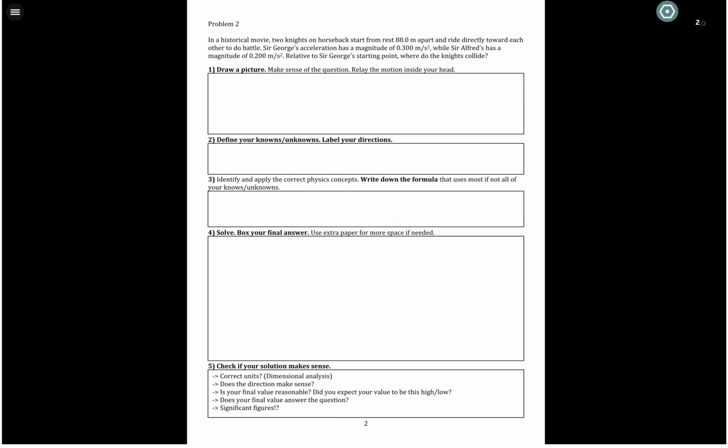This question is quite challenging. You may also notice that I've labeled the 5 steps to problem solving. Number 1, drawing a picture. 2, defining your knowns and unknowns. 3, writing down the applicable formulae. 4, solving the question. And number 5, checking your solution, evaluating whether it makes sense or not. I'm going to model that in this problem, and we'll go over it together.